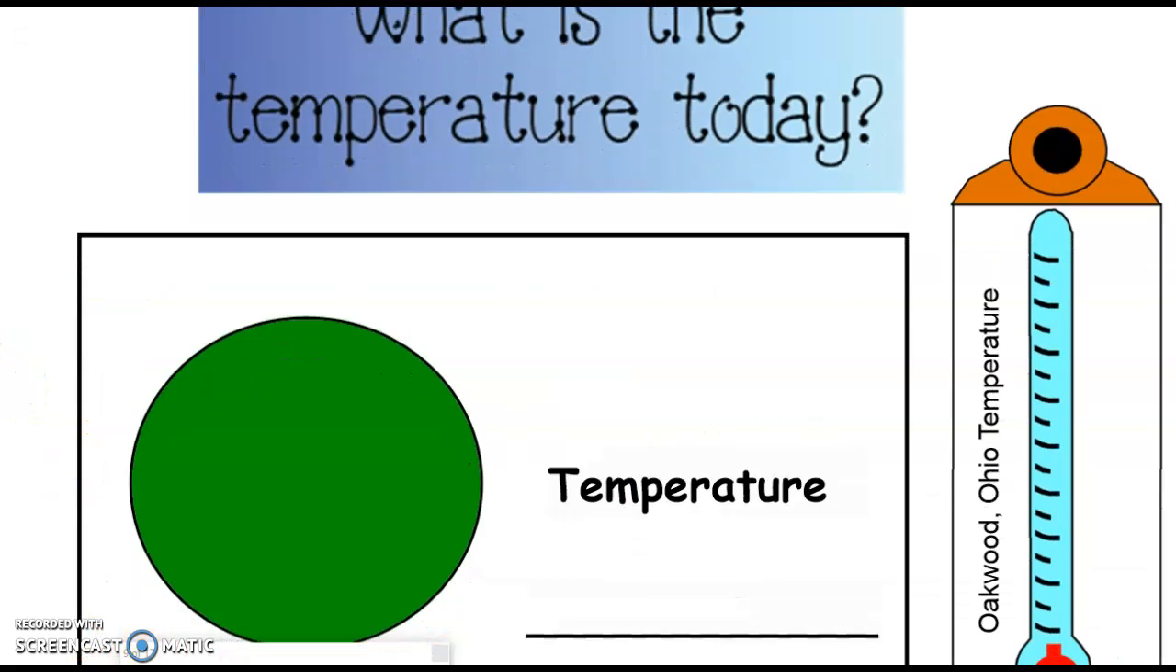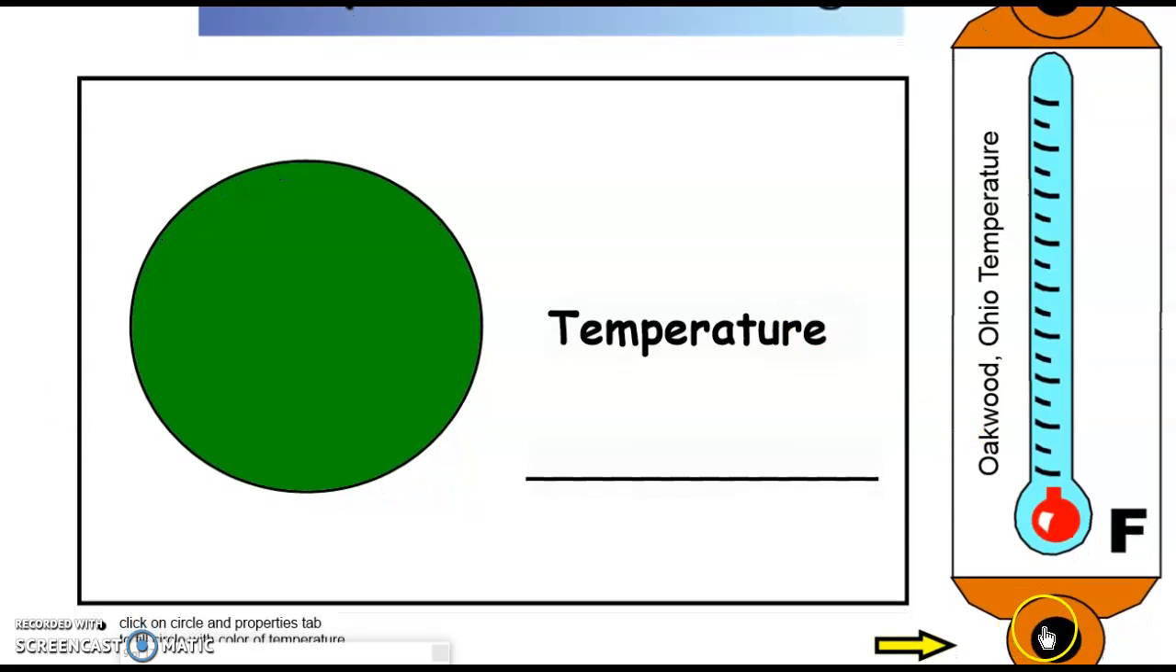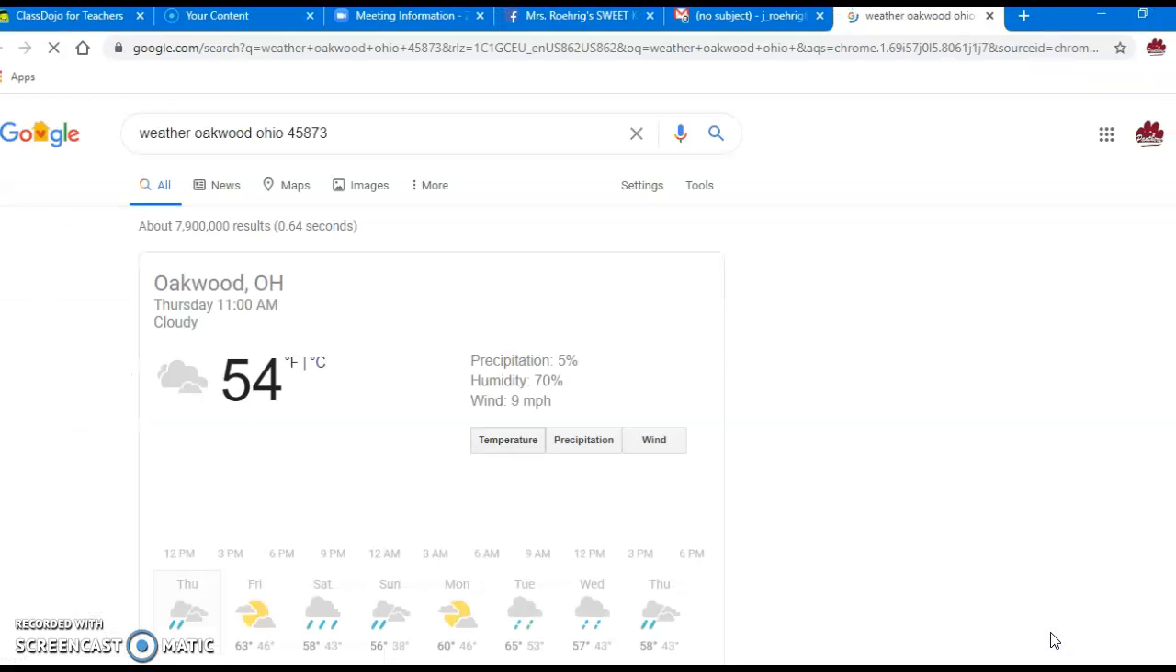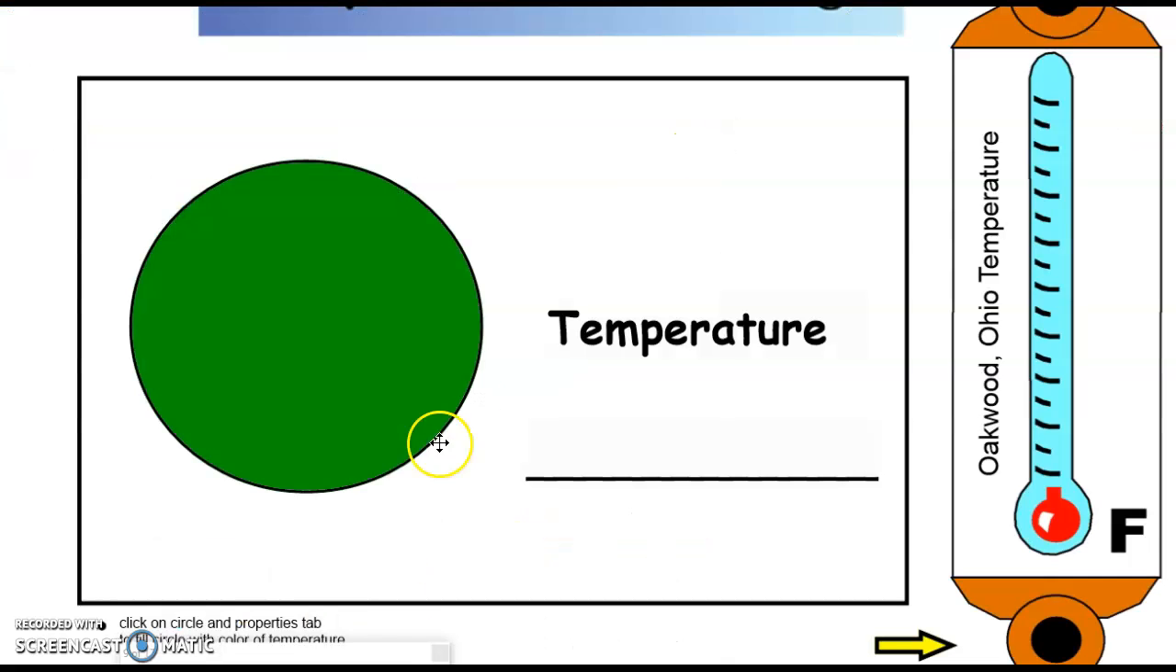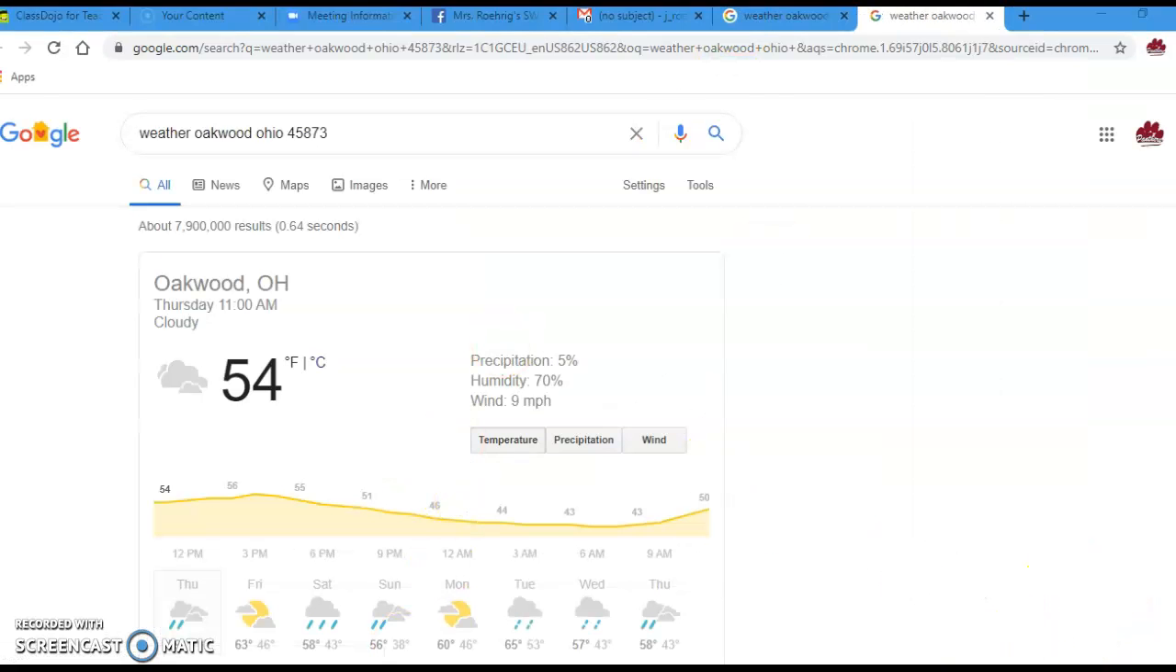All right, let's see what the temperature is today in Oakwood, Ohio. In Oakwood, it says it is 54. It's much warmer than it was yesterday, but it's not super warm yet. 54. Short neck, belly fat, Mr. 5 wears a hat. 50, was it 54? Let me go check that one more time. Yep, 54.